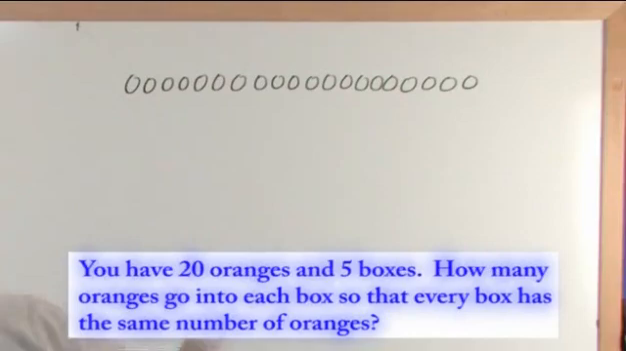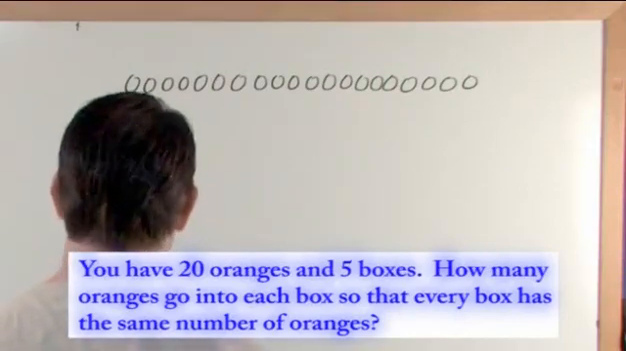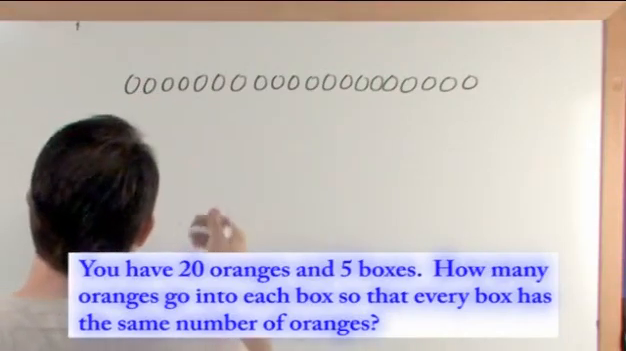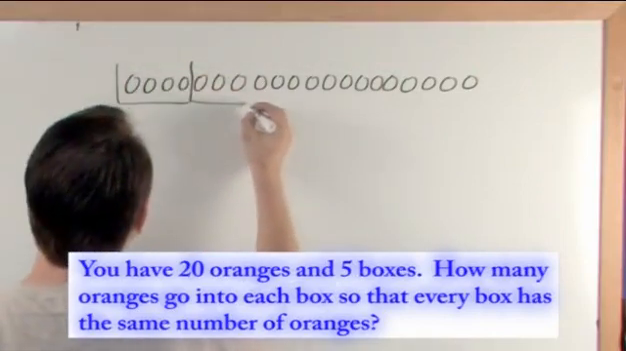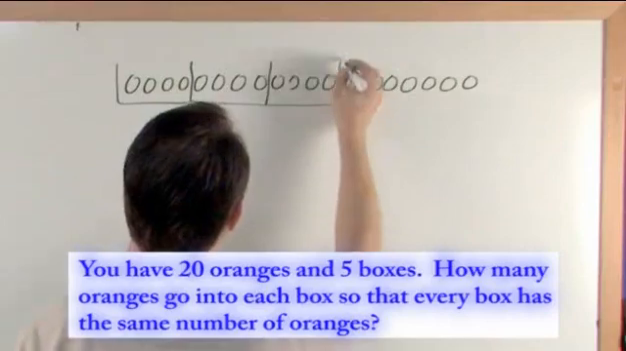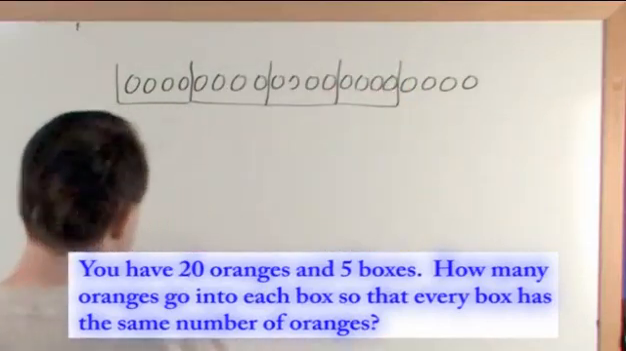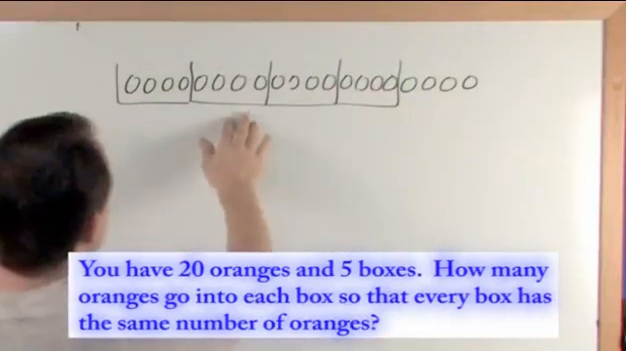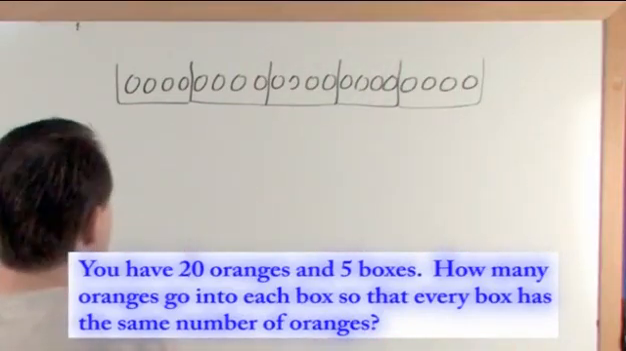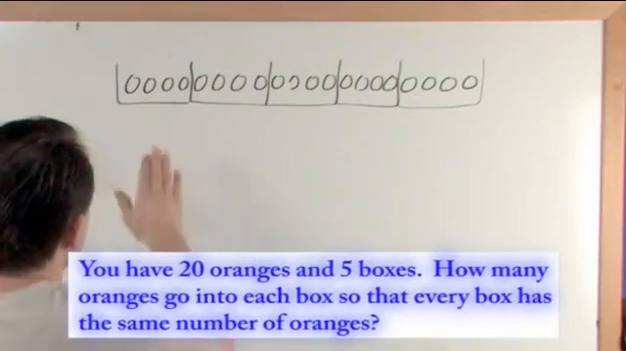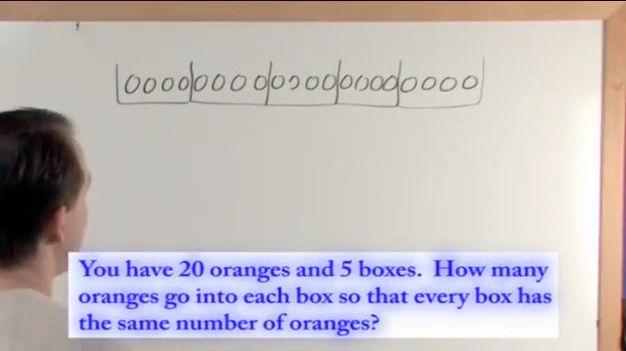So I'm going to go ahead and give you the answer graphically here, and then we're going to work through it, okay? What would you say if I put a line here, meaning this is a box, and then this is a box, and then this is a box, and then this is a box? See, each box has 4 oranges in it. So you have 4 oranges in every single box, 4 oranges per box.